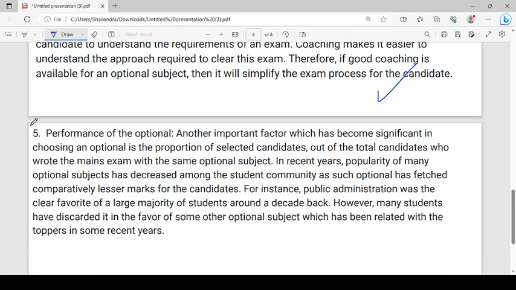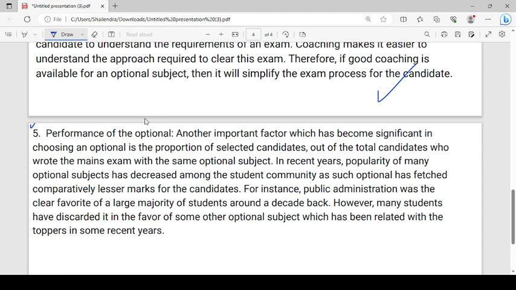है ना। फिफ्थ नंबर क्या बोलता है? Performance of the optional. Another important factor which has become significant in choosing an optional is the proportion of selected candidates out of the total candidates who wrote the mains exam with the same optional subject.